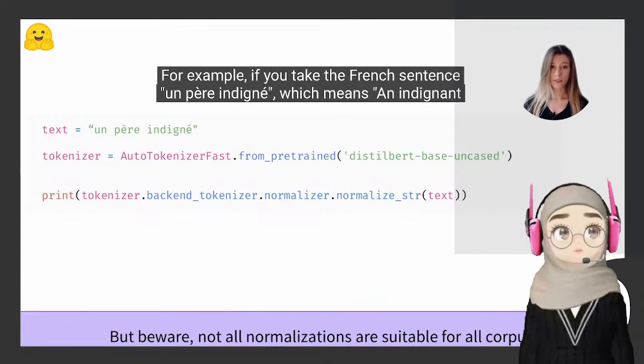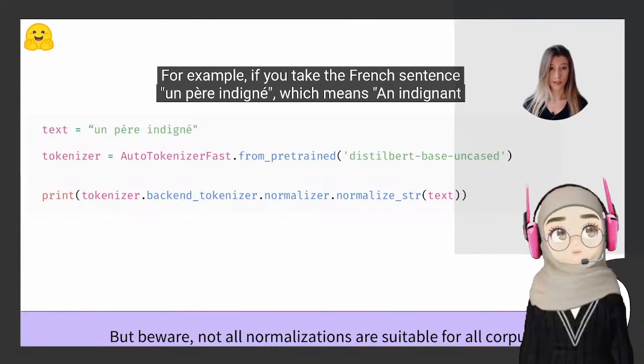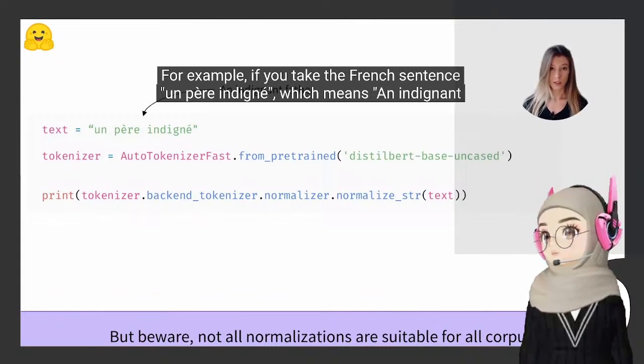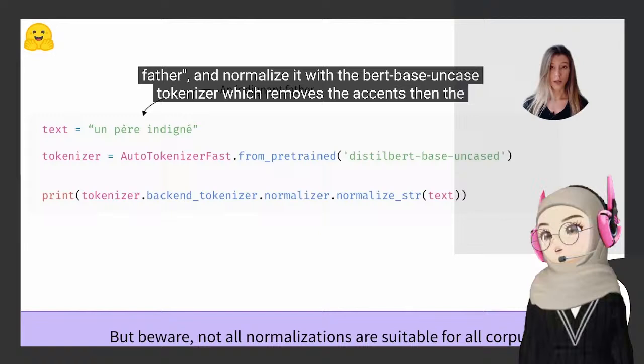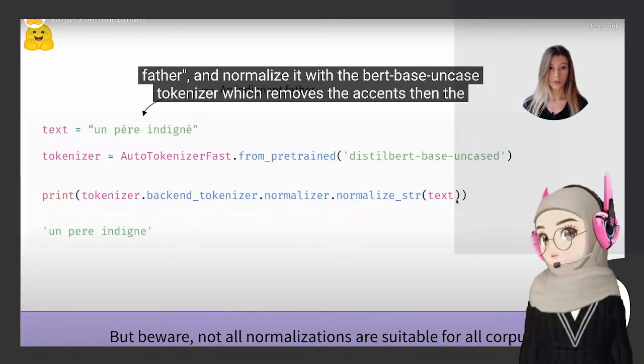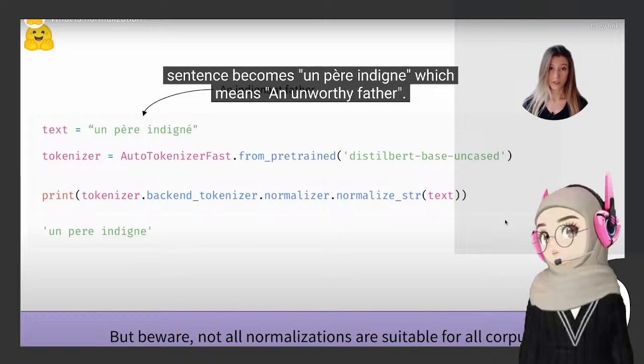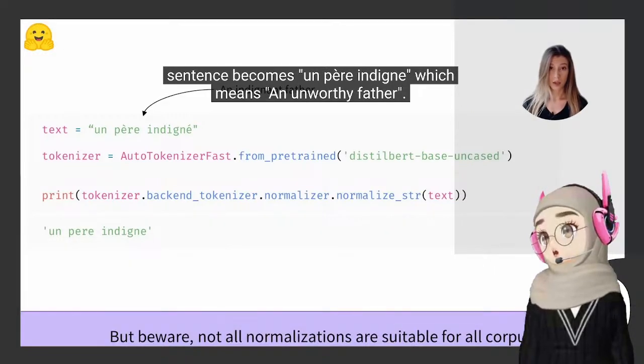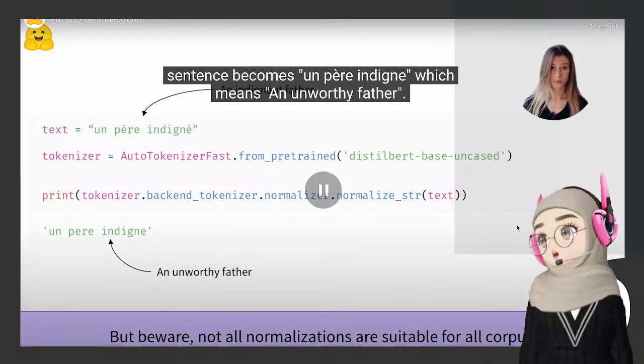For example, if you take the French sentence "un père indigné," which means an indignant father, and normalize it with the BERT-based uncased tokenizer, which removes the accent, then the sentence becomes "un père indigne," which means an unworthy father.